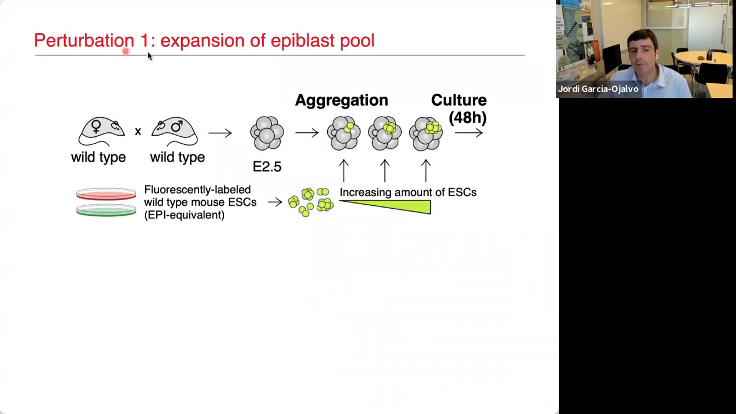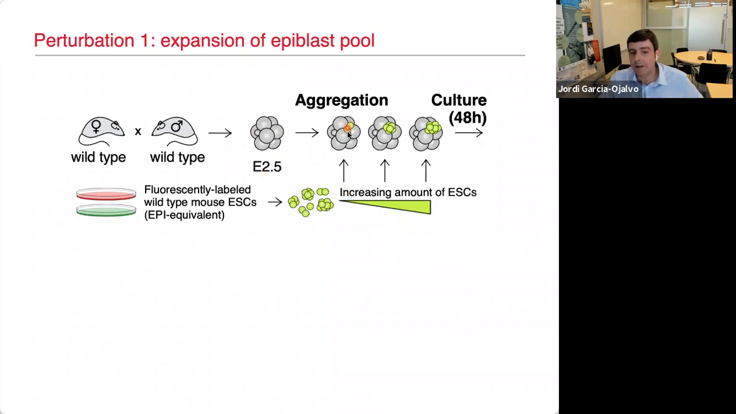The first type of perturbation that we did to the embryo, both in the model and the experiments, is what we call expanding the epiblast pool. What it means is that we can, in a targeted manner, add cells to the embryo, cells that are restricted to become red at some point in the future. This is different from the first experiment, because we have an already formed embryo, and after 2.5 days we are going to add some cells.